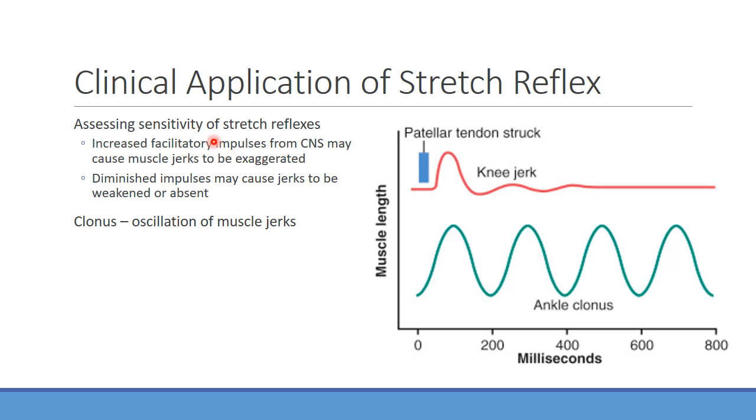You may find that patients will have an increased reflex or a dampened reflex, essentially. What that means is, if you have increased impulses from the CNS, it causes the muscle jerk to be very exaggerated, right? Much more out of proportion than what you were actually doing.